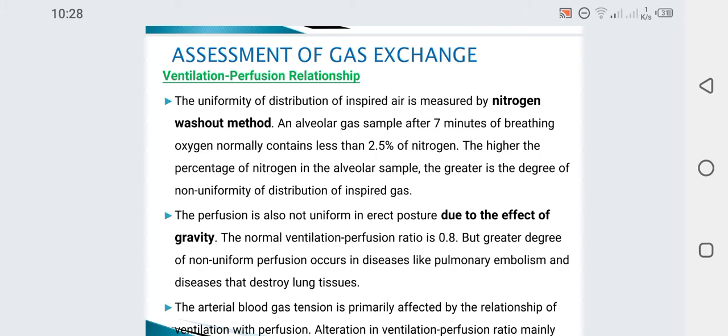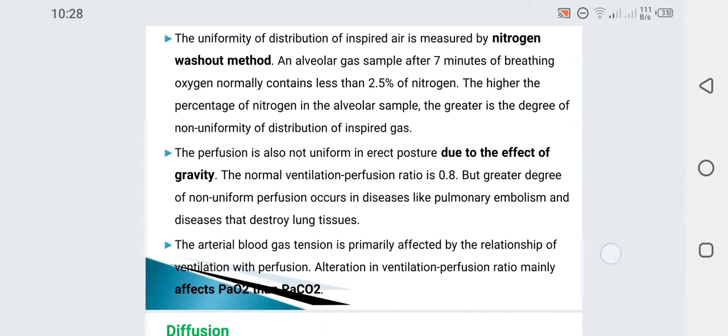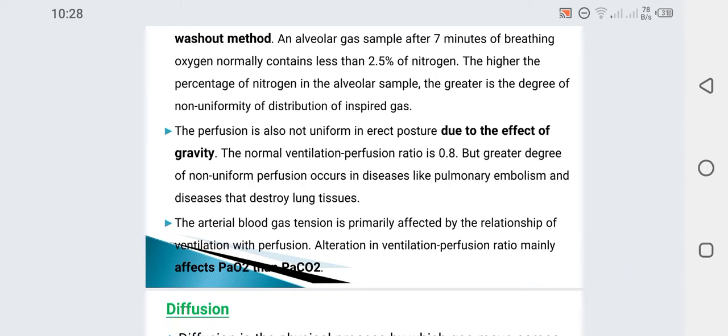The uniformity of the distribution of the inspired air is measured by the nitrogen washout method. The perfusion is also not uniform in the erect posture due to the effect of gravity. The normal ventilation perfusion ratio is 0.8, but a greater degree of non-uniform perfusion occurs in diseases like pulmonary embolism and diseases that destroy the lung tissue. The arterial blood gas tension is primarily affected by the relationship of the ventilation with the perfusion.